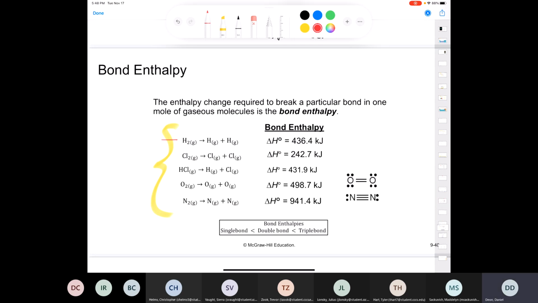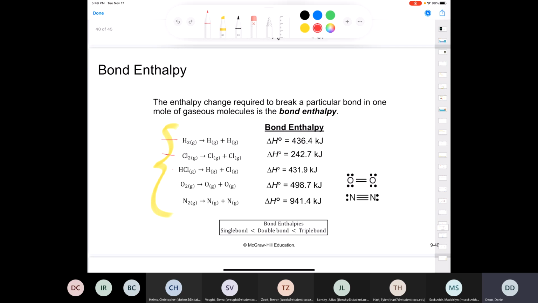Well, we can see that Cl2 is actually a less stable molecule. How can you say that? Well, the reason I can say it is because if I want to rip apart one mole or Avogadro's number of Cl2 molecules in the gaseous phase, it takes a lot less energy, right? So they're just not as stable. It takes almost half the amount of energy to rip those apart.